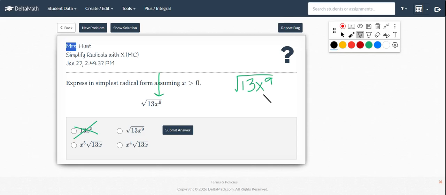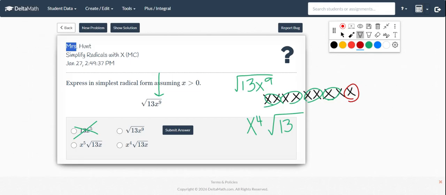But x to the 9th, 6, 7, 8, 9. We can write out 9 times. There are 1, 2, 3, 4 pairs. So this is going to become x to the 4th comes outside because we're taking the square root by deconstructing this with pairs. Inside we'll have a 13 and this lone x. And that is answer choice D.